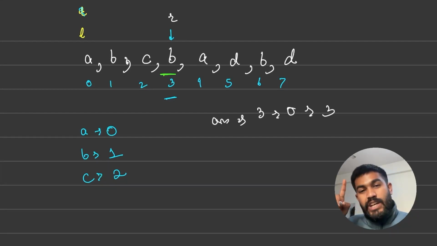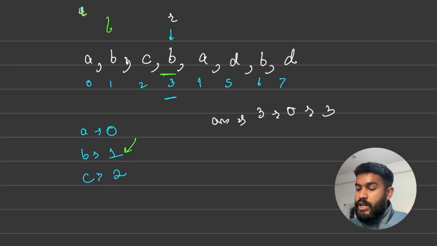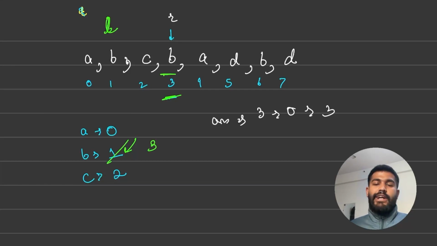So I need to remove the last occurrence of B. Last occurrence of B was what? 1. So I would directly make L equal to 1. It's not like we moved forward. We just shifted what B's value was stored. Now we would store here, and we would update B's index to B's index plus the max of this index, which would automatically update to 3.